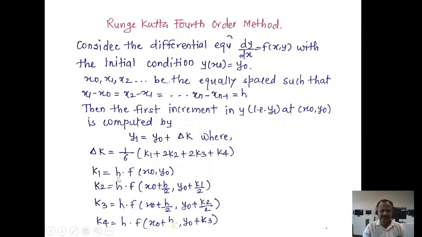k1 is equal to h into f of x0 comma y0. k2 is equal to h into f of x0 plus h upon 2 comma y0 plus k1 upon 2. k3 is equal to h into f of x0 plus h upon 2 comma y0 plus k2 upon 2. k4 is equal to h into f of x0 plus h comma y0 plus k3.